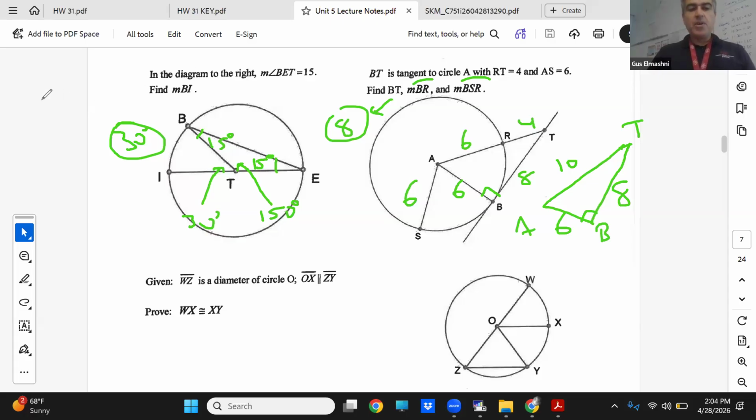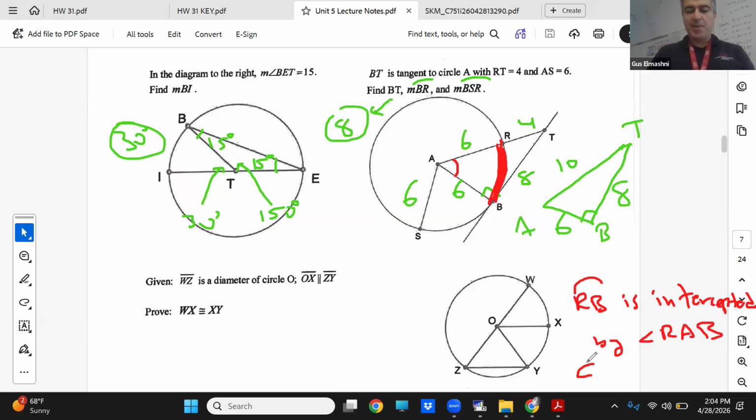So here's what's happening. We want this arc. I'll do it in red to have a little contrast. Well, it's intercepted by angle RAB. So arc RB, this is very important by the way, is intercepted, which means it's caught by angle RAB. So angle RAB defines arc RB. Now, what does angle RAB equal?